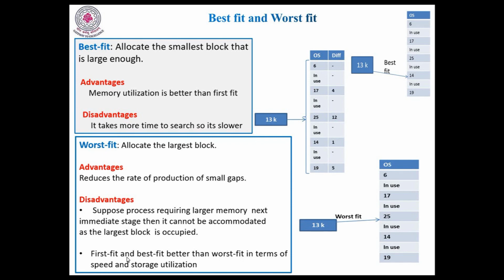How? In terms of speed, first fit is better than best fit and worst fit, because first fit starts from the beginning, and wherever it finds a suitable block, it immediately loads into that block. But best fit must search the entire list. Worst fit must search the entire list. When both these algorithms search the entire list, it takes an extra amount of time. So time consumption is there. So first fit is better than best fit and worst fit.